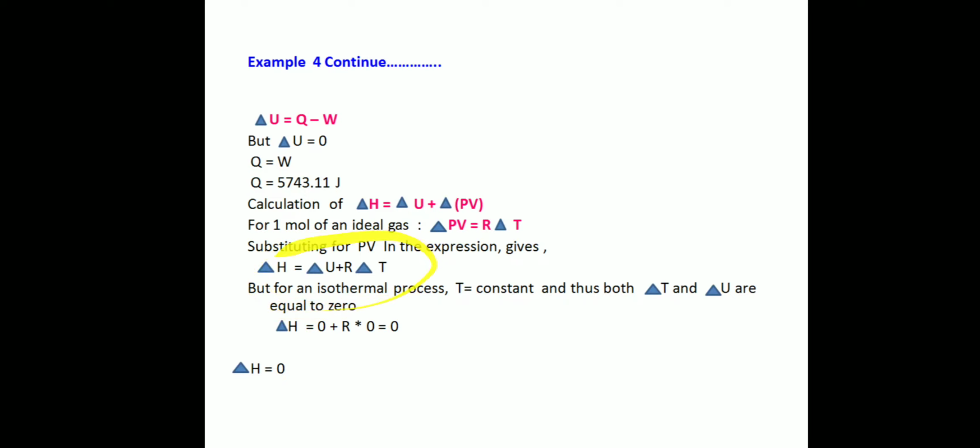T. Now we have already discussed that delta U is equal to 0. Put this value of 0 and delta T is also 0 because isothermal process is there, temperature is constant. So delta T is 0, delta U is 0. So delta H is equal to 0 plus 0, that is nothing but 0. So the calculation of W, Q and delta H is completed.